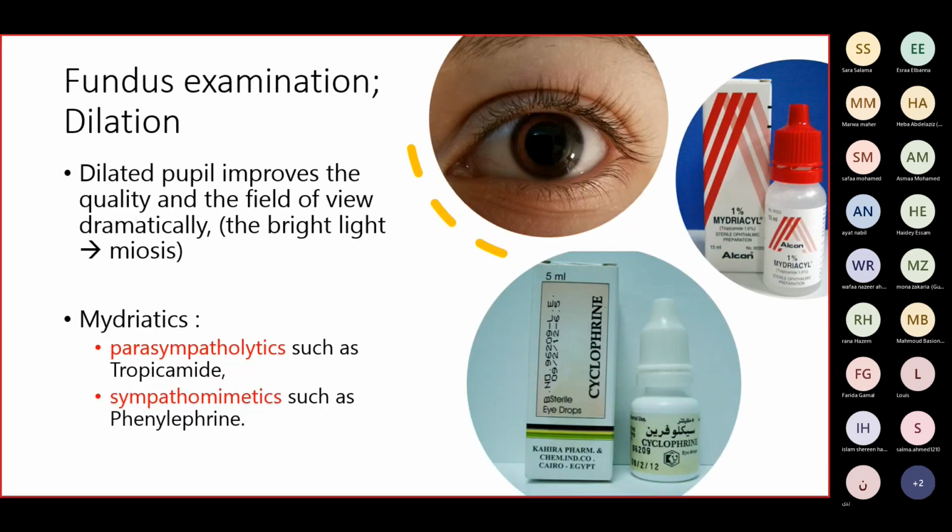So first of all, we need to dilate the pupils. We use either the parasympatholytic drops like the tropicamide or the cyclopentolate. Those are parasympatholytics. They block the parasympathetic supply to the constrictor pupillae, allowing the dilator pupillae to work unopposed. Or we use sympathomimetic like the phenylephrine. They stimulate the dilator pupillae and help the dilation of the pupil. So we have combination drops like cyclopentolate with phenylephrine, for example.